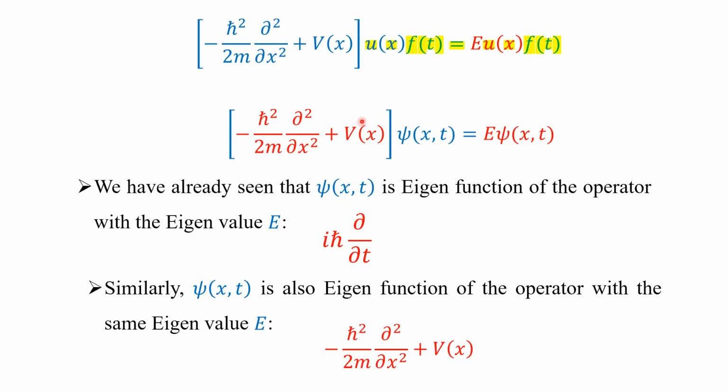Similarly, if you operate this energy operator, that is the Hamiltonian operator, minus h cross squared over 2m delta 2 over delta x2 plus v of x, then again you will get the same eigenvalue E, which we have seen a couple of minutes ago. Because the right hand side depends fully on x and the left hand side depends fully on t, both are independent, so we will have a common constant which we have labeled as E.